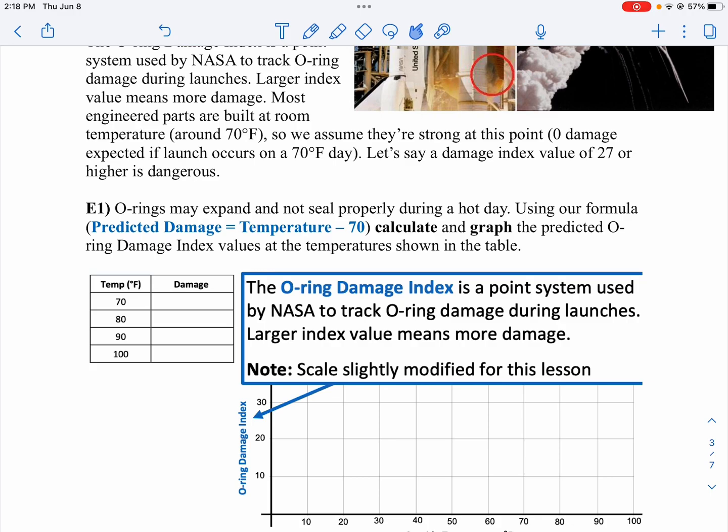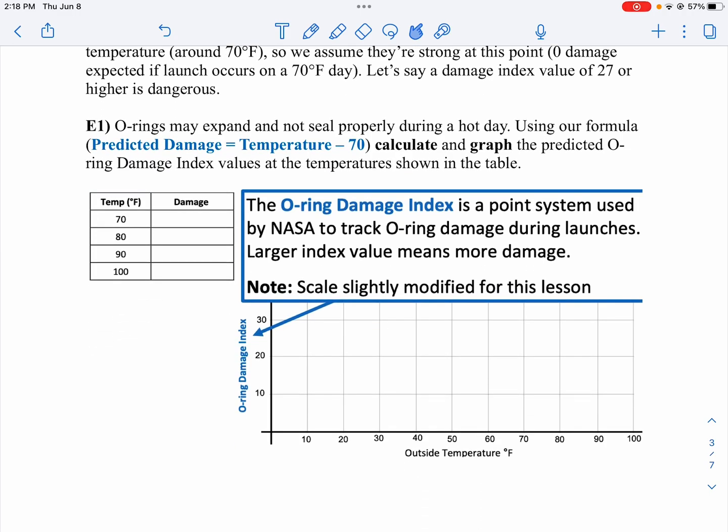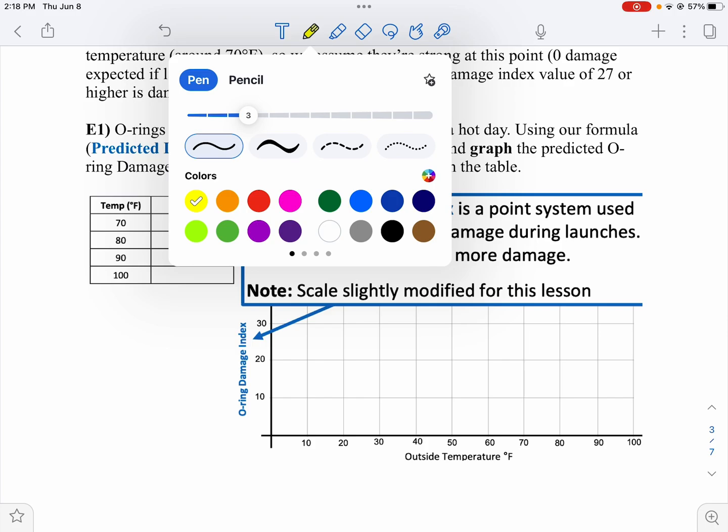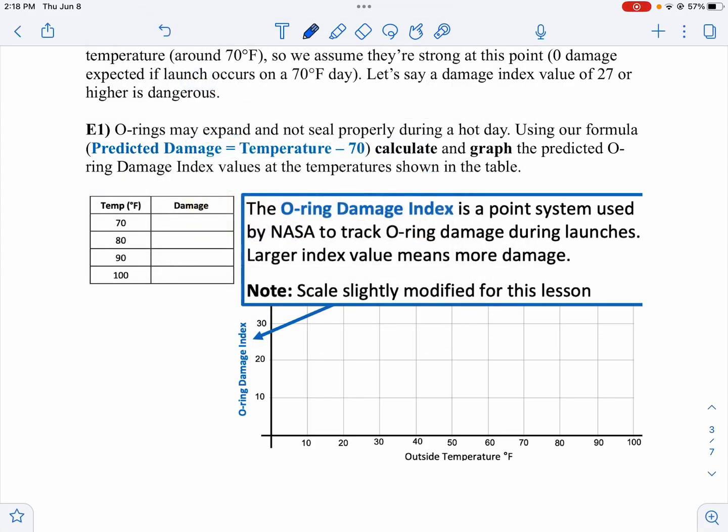Now, we're in high school Algebra 1. We're not going to get into their point system, but I've adjusted it so it's kind of similar to what they did. So here's going to be our O-ring damage. So in our first case, when the temperature is 70 degrees, I put in the temperature 70 and go minus 70, so 70 minus 70 would be 0. So at 70 degrees, we expect 0 O-ring damage.